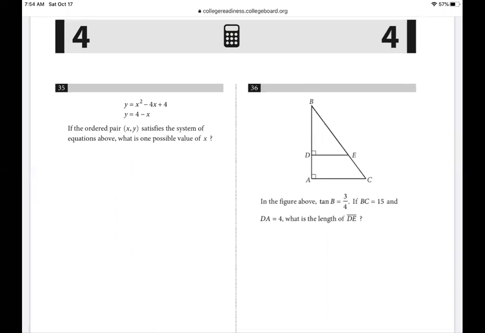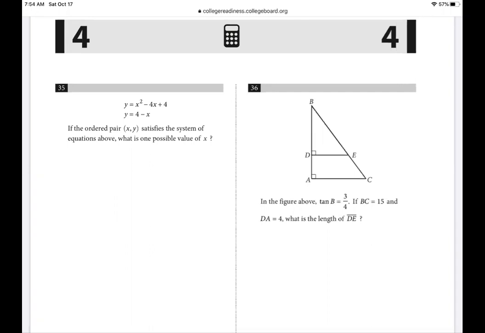So for 35, this is just a system of equations. You could very easily substitute by setting the two equations equal to each other. Graphing is another option, especially if you have a graphing calculator. You might be able to use that as a shortcut.